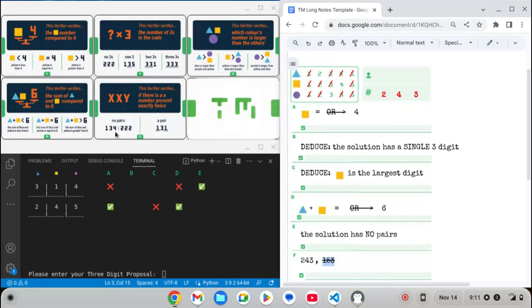Yeah, square is 4. That forces, and the sum is 6. 2, 4. Circle can't be 5. It's not the largest. So circle can't be 4 because, again, it's got to be smaller than 4. So it's between 1, 2, and 3.